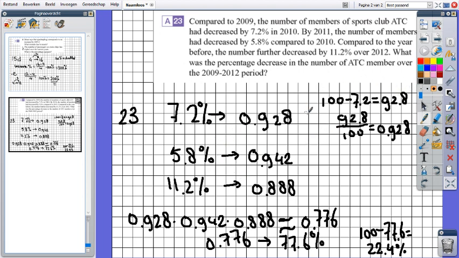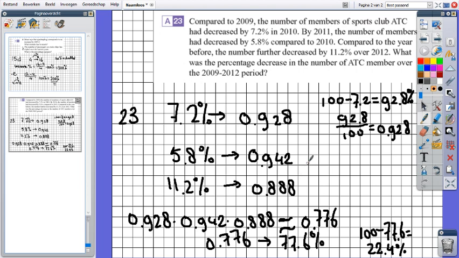To the right, I have given you an example how you could do that. 100 minus 7.2% is 92.8%. Dividing this by 100 leaves us with the multiplication factor. So it turns out for 7.2% it's this number, for 5.8 it's this number. And for 11.2% decrease, we're going to end up with 0.888 as a multiplication factor.